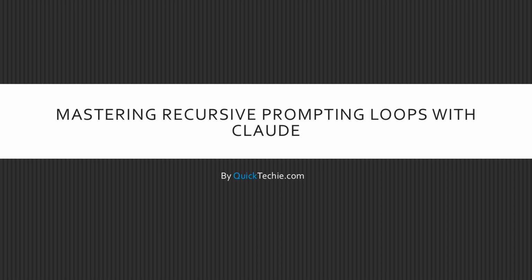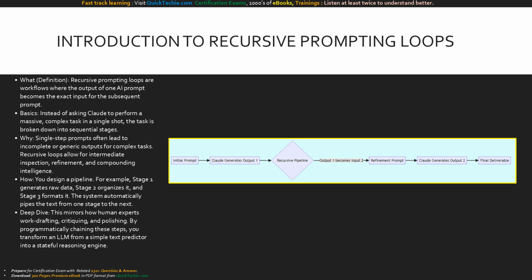Today, we are moving beyond simple, single-turn prompts and diving into one of the most powerful workflows in AI, recursive prompting loops. We will explore how to take Claude's output from one stage and feed it directly back into the next, creating autonomous, self-refining engines for your most complex projects. Let's start by defining our core concept, recursive prompting loops.